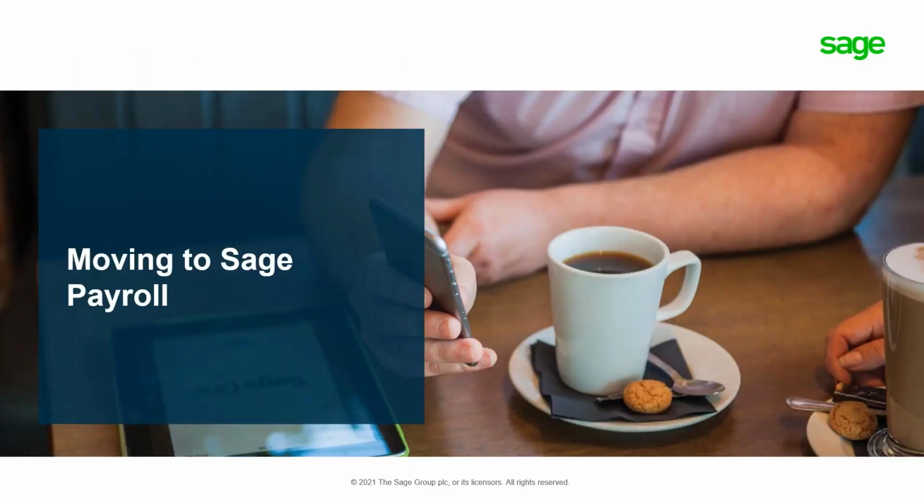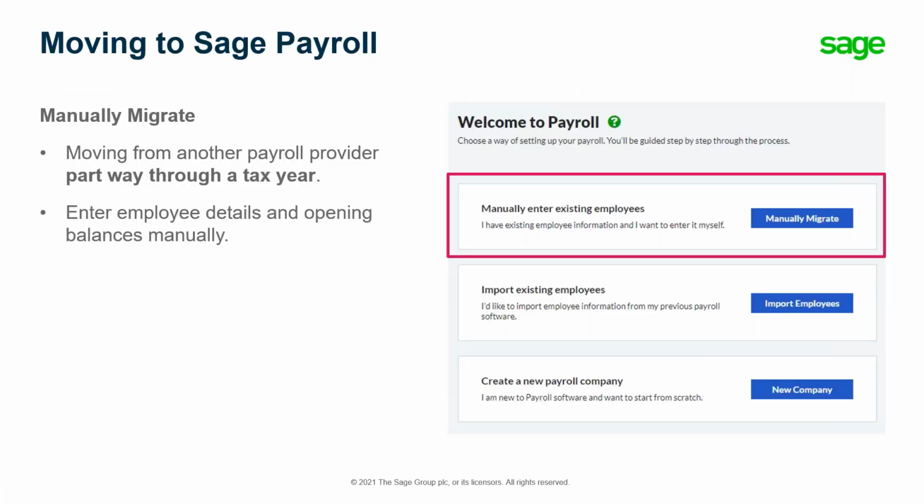But what we're going to focus on next is actually moving an existing payroll over to Sage. So going back to that welcome wizard, if you move into Sage Payroll, there are two options available to you. So the first one listed is called Manually Migrate, and this allows you to move from another payroll provider partway through a tax year by entering all of your employee details and their opening balances manually.